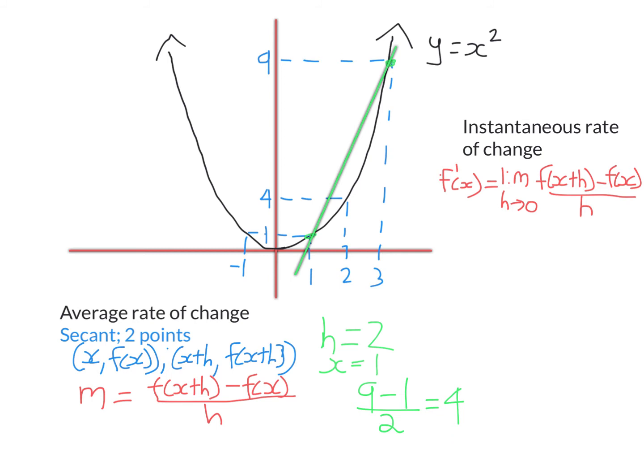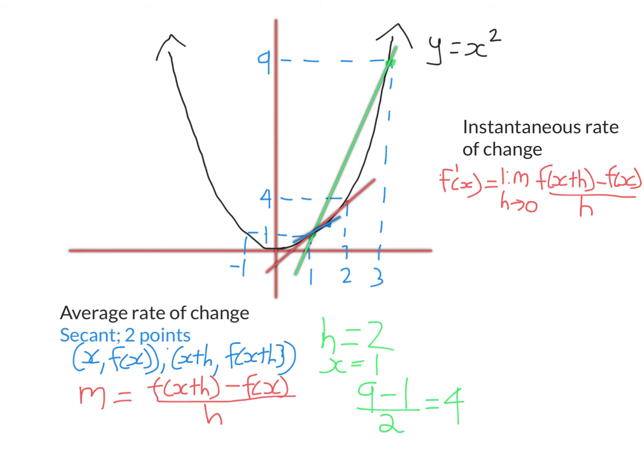Well, what if I reduce the value of h, the distance between x values, to 1? This red line here does a much better job of approximating the rate of change at this point than the green line does, because the red line is closer to the direction of the curve around x equals 1. But I could keep reducing h. I could make h a half, the distance between x values a half. So you can see now this blue line does an even better job than the red line of approximating the curve around the point x equals 1.